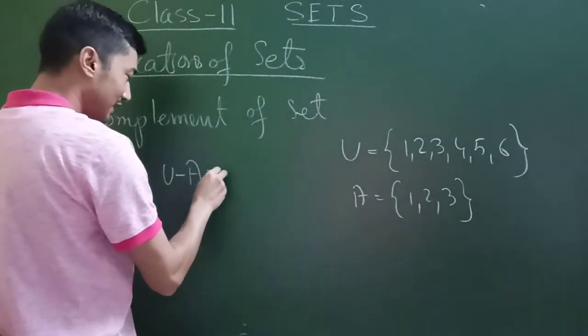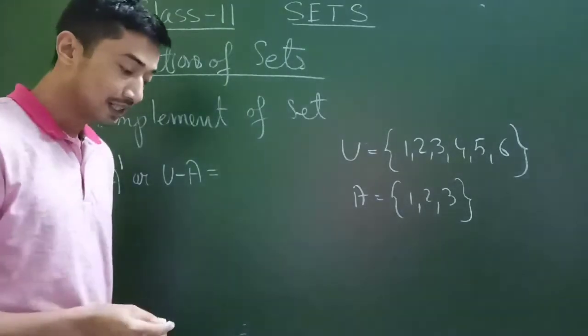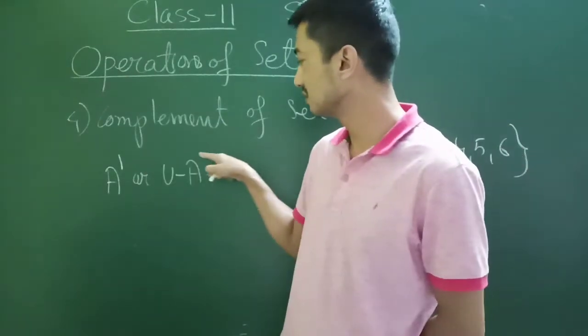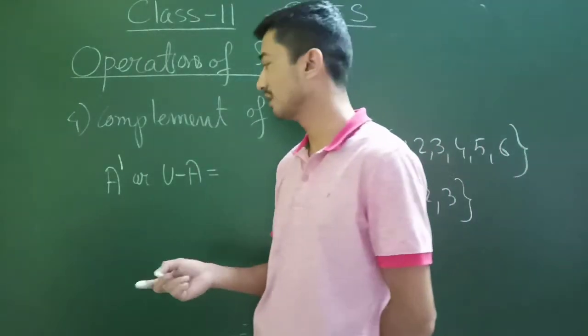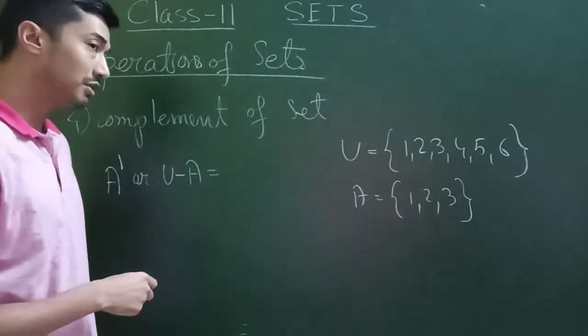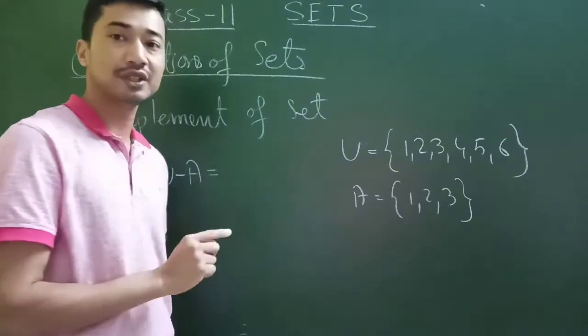I hope you've got the idea now of what you mean by complement of a set. U minus A. A complement is generally the set. Sometimes we write A bar also. It depends; sometimes we write A bar, but we'll just use A dash. It simply means all the elements which are not in the set A compared to the universal set.